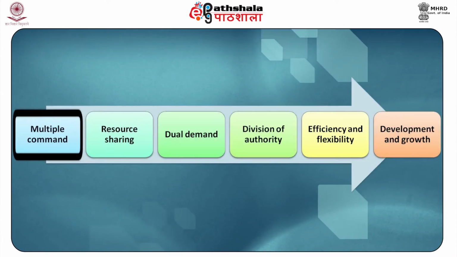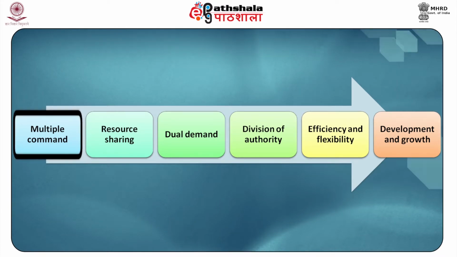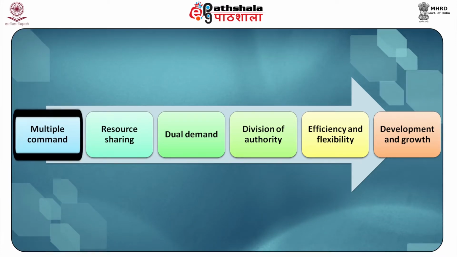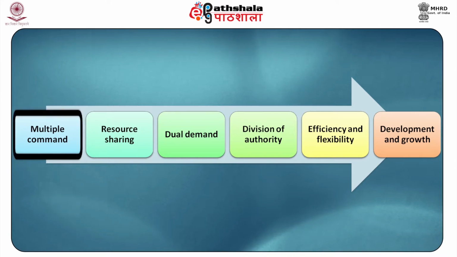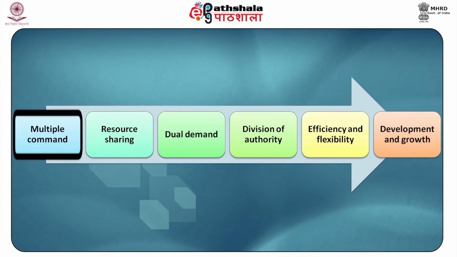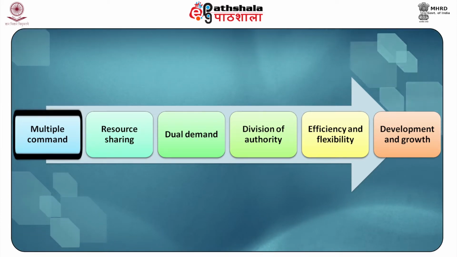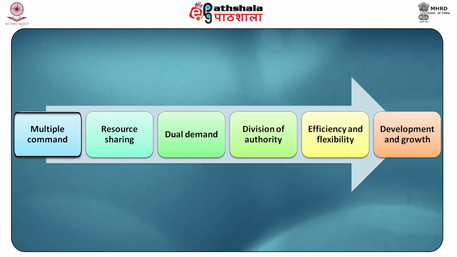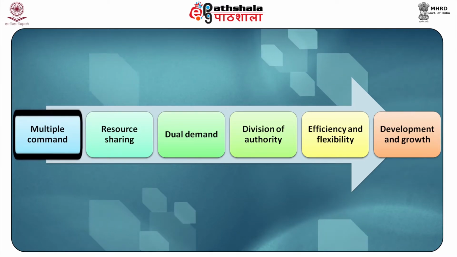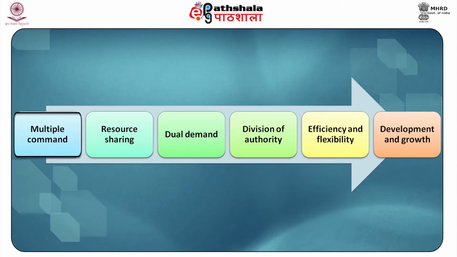The first characteristic is multiple command. You see, matrix structure breaks the principle of unity of command. That is, one man, one boss. In matrix, at a given time, a number of project managers as well as functional managers might be directing the activities of a number of people working under them. Hence, one man might be taking orders from more than one boss.